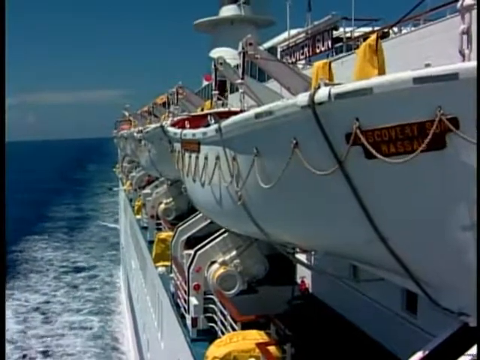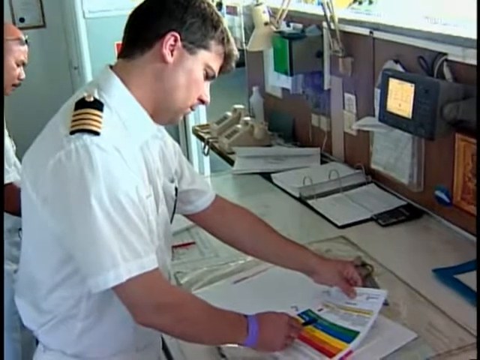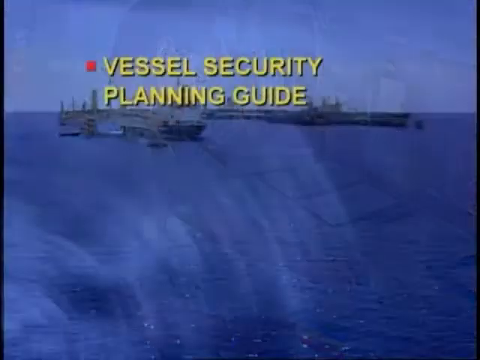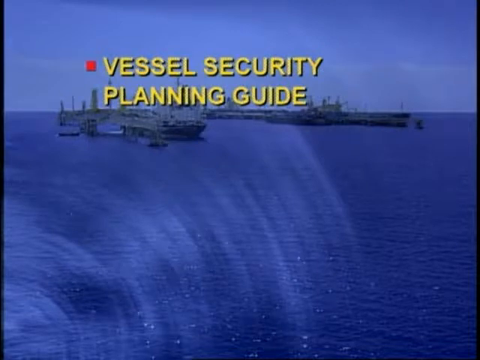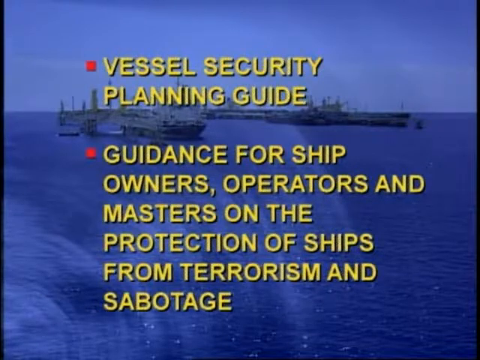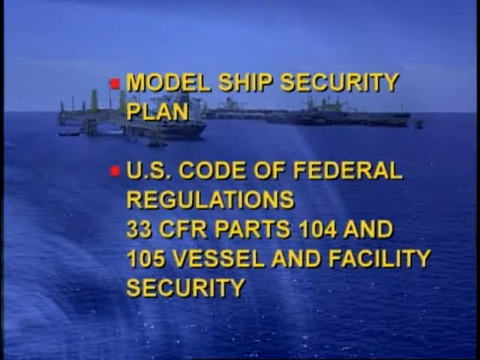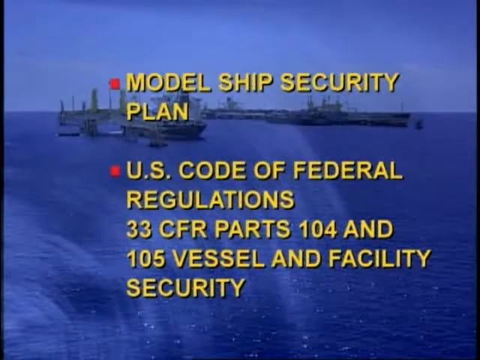In addition to these programs, you can find references to the creation of a ship security plan in documents other than the ISPS Code, including the Vessel Security Planning Guide issued by the U.S. Coast Guard, guidance for ship owners, ship operators, and masters on the protection of ships from terrorism and sabotage, written by the International Chamber of Shipping in 2001, the Model Ship Security Plan, provided by the Liberian Registry in April 2002, and U.S. Code of Federal Regulations 33 CFR Parts 104 and 105, Vessel and Facility Security.